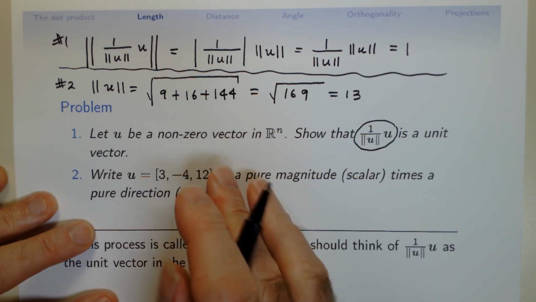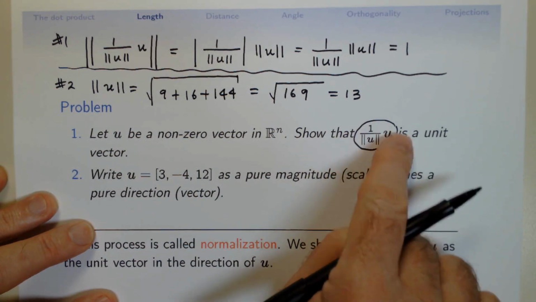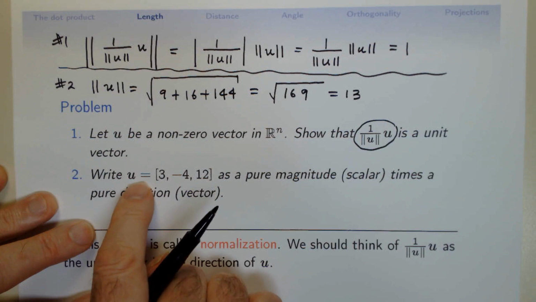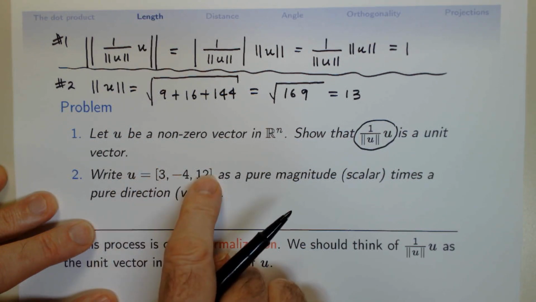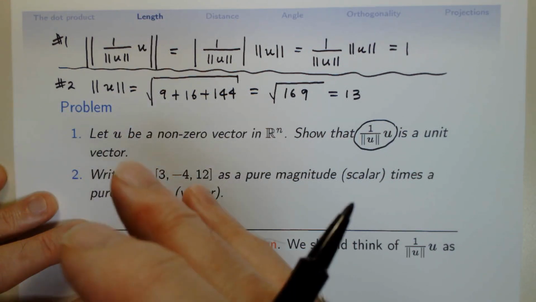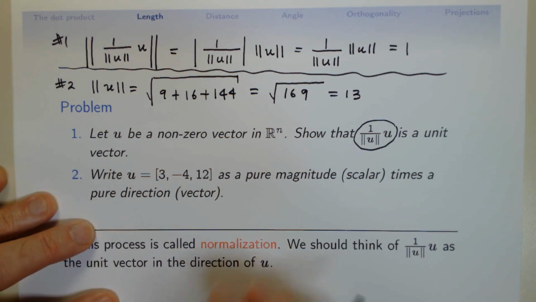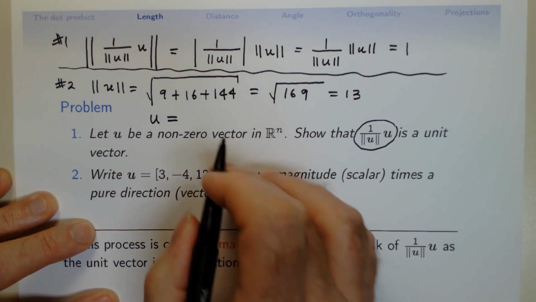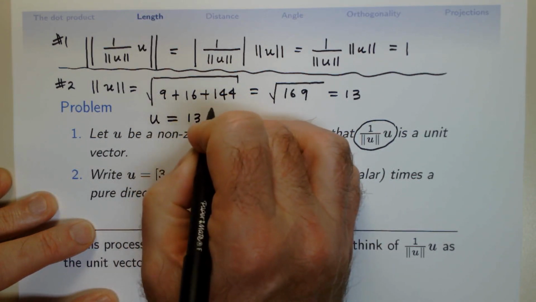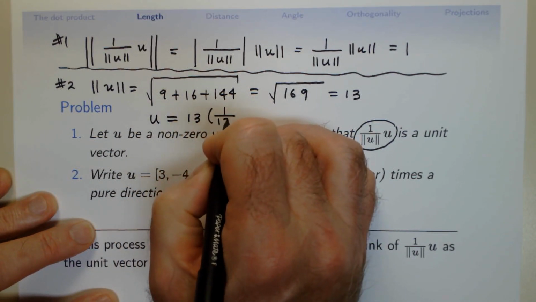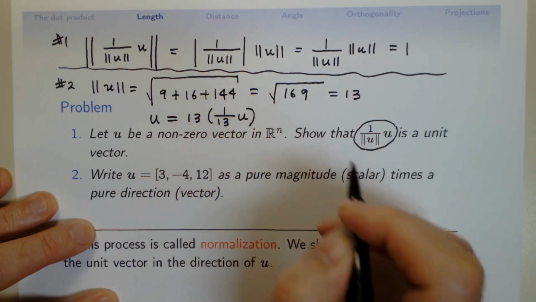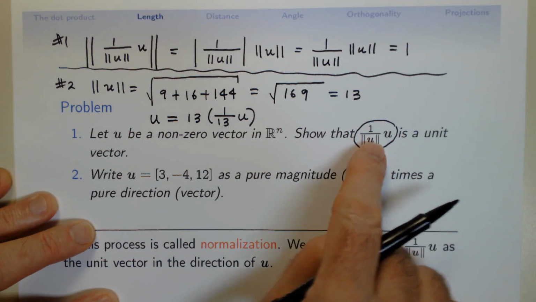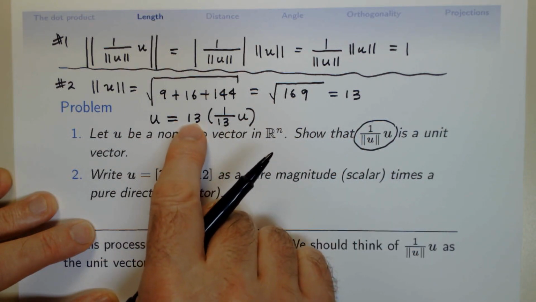Now what I'm going to do is use this result to create a unit vector. I can take this vector u, and when I multiply by 1 over 13, that's going to be a pure unit vector. Okay, so here's the idea. My vector u, I can write as 13 times 1/13 of the vector u. This part's going to be a pure unit vector by this result, and that's a pure length. That's the length of the vector.